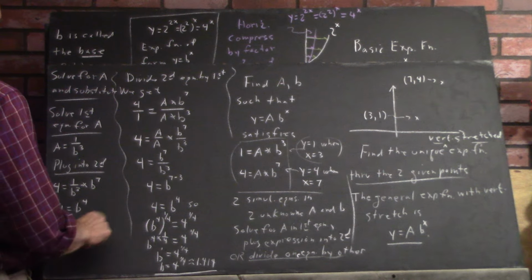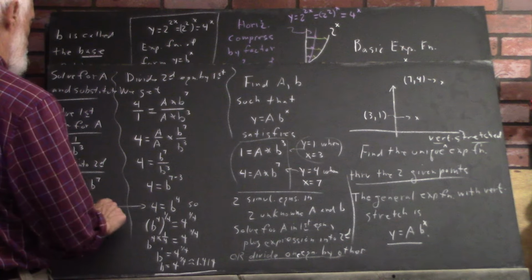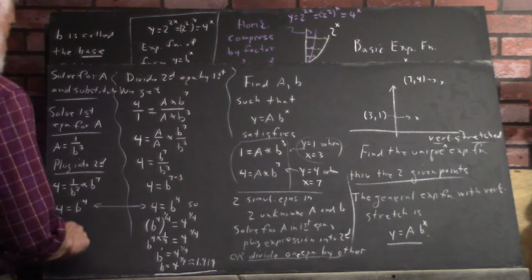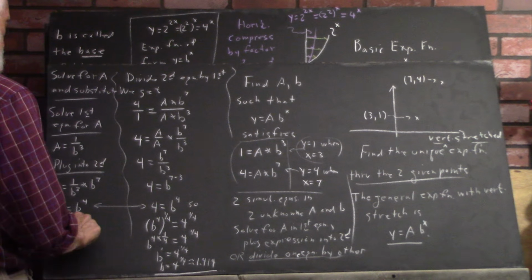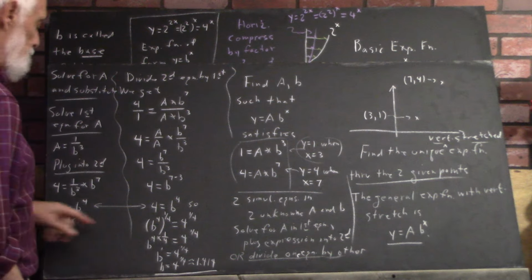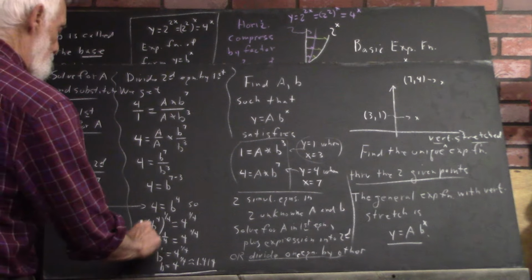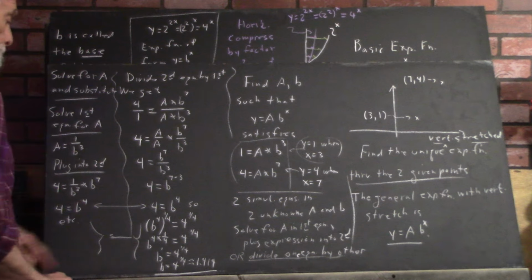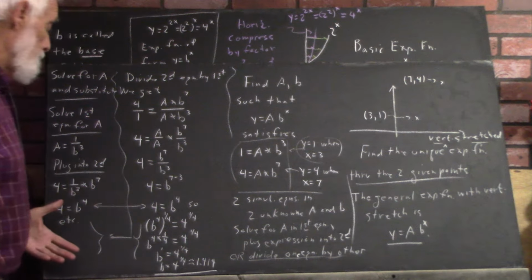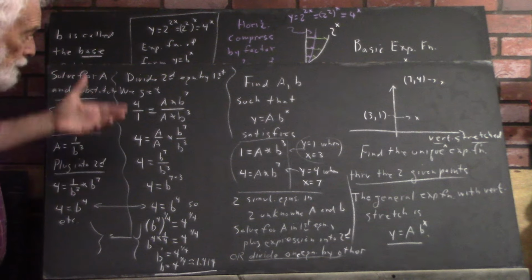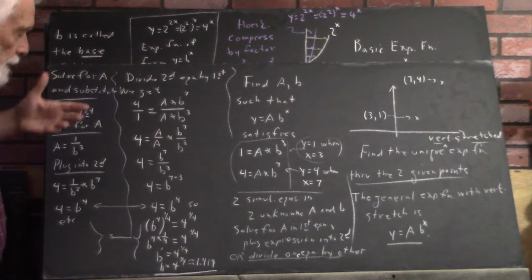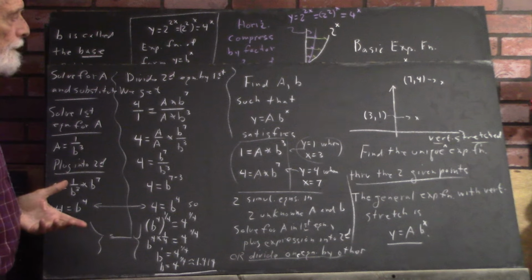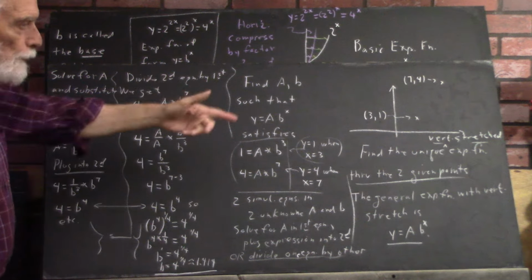And that's totally equivalent to what we got over here. So the rest of it, I'll just say etc. It just follows all these steps over here. Okay, well, this is a general way we can find an exponential function through two given points.